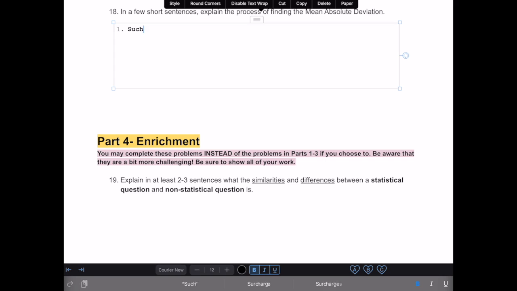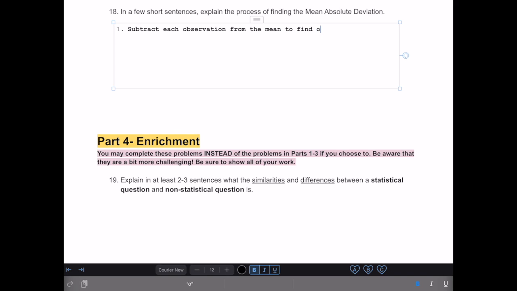So subtract each observation from the mean, or subtract the mean from the observation. It doesn't really matter, to be honest, to find out each deviation from the mean. Once we have that, we are going to find the absolute deviation by taking the absolute value of each deviation. Don't forget that when you have negative deviations, then you are below average, and positive deviations represent the fact that we are above average.